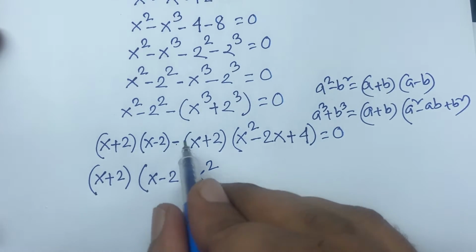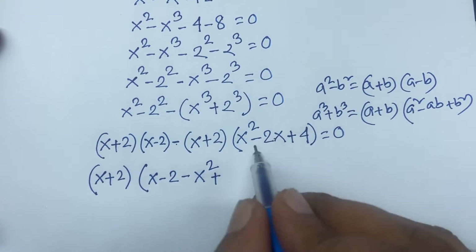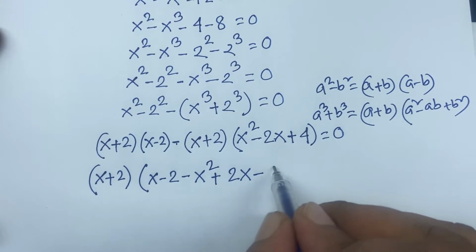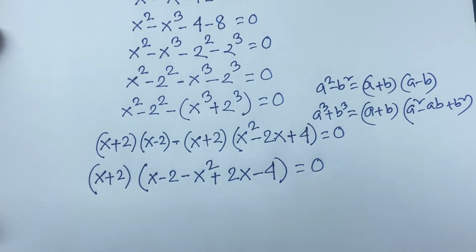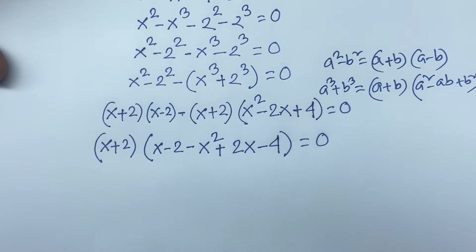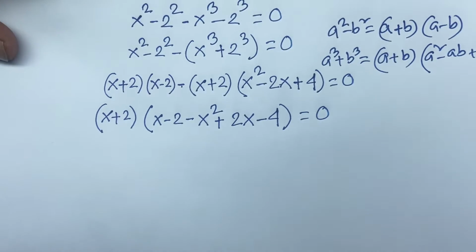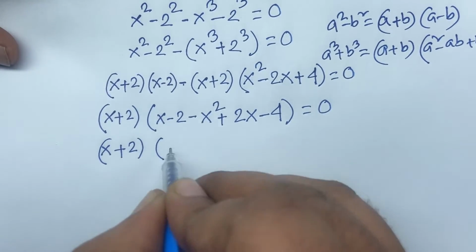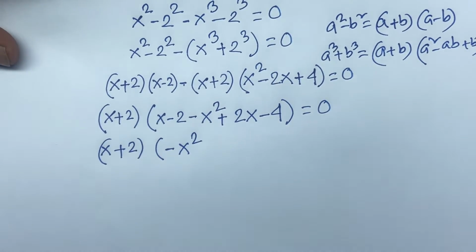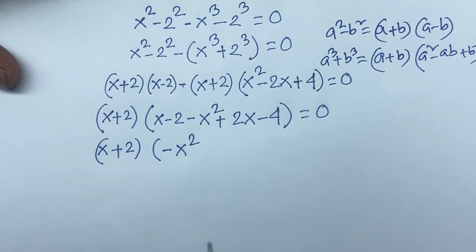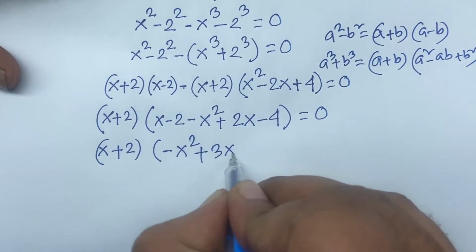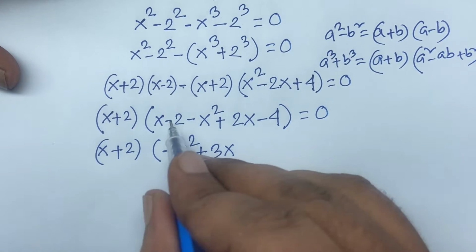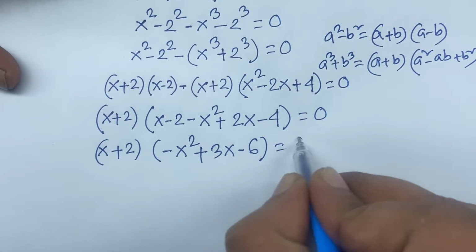Because of that, this is minus, so minus minus it will be twice x plus twice x, and minus plus it will be minus 4 is equal to 0. Then I can say it will be x plus 2 times minus x square, and it will be plus 3x, because here is 2x and this is x, it will be 3x, and minus 4 minus 2 will be minus 6 is equal to 0.